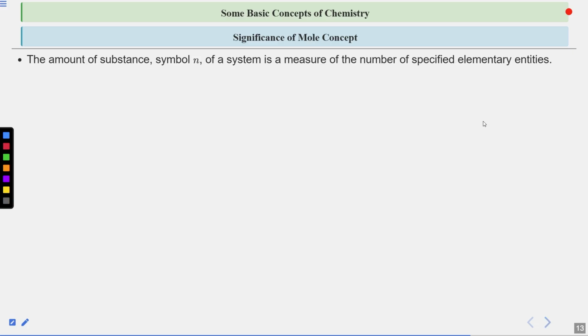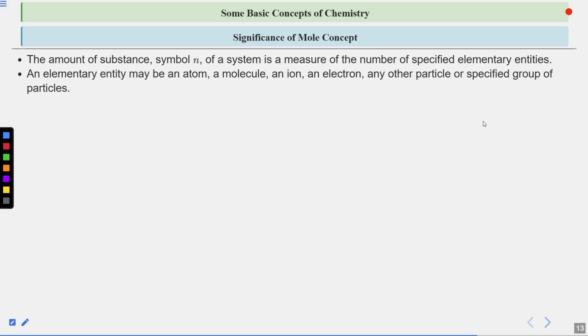Then, the amount of substance, symbol n, of a system is a measure of the number of specified elementary entities. And this entity can be anything. Like if I am saying 1 dozen of carrot, then we will take 12 carrots. If we are saying 1 dozen of apple, we will say 12 apples. Although 1 dozen is more appropriate for bananas, we can use it for different types of things. But the count will always be 12, independent of the entity that we are counting.